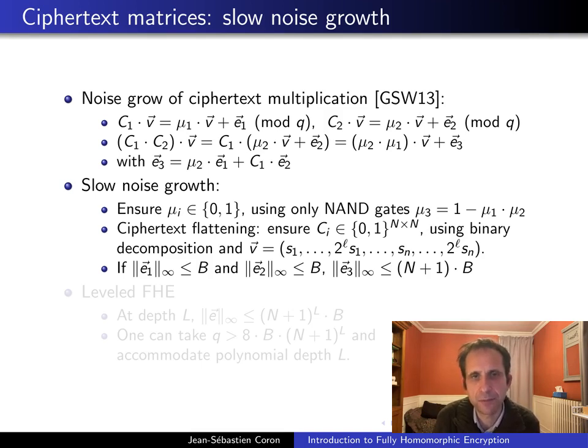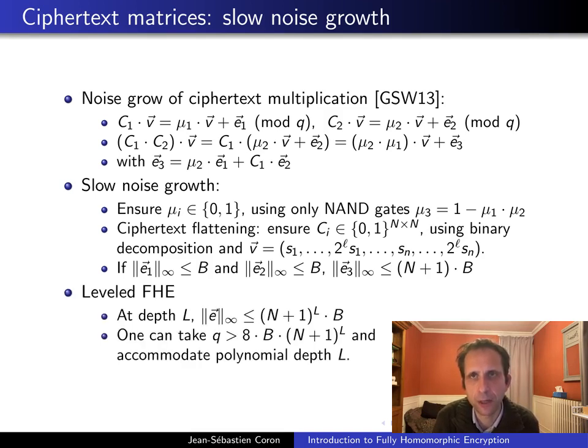And so this shows that the noise is growing relatively slowly, because for every multiplication, when the depth is equal to L, the noise will be roughly smaller than n plus 1 to the power of L times B. So this means that the size of the noise is growing linearly with the depth L. So this means that we can take a modulus Q, which has a size which is linear in the depth L.